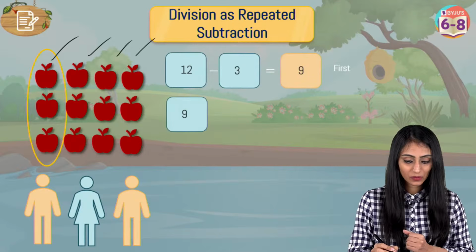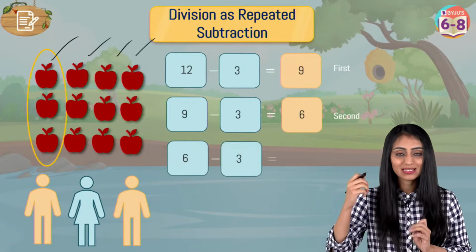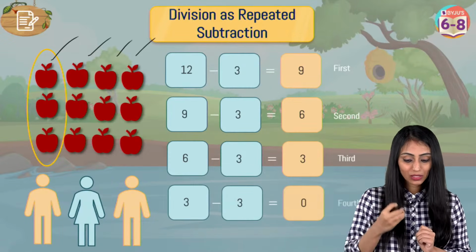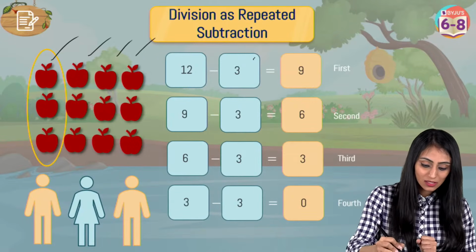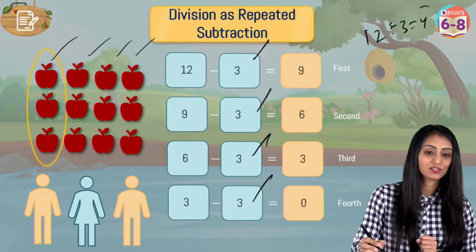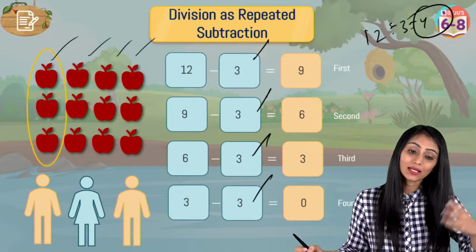12 minus 3, you get 9. That's the first group. Then you are left with 9. 9 minus 3, you get 6 apples. That's the second group. 6 minus 3, you get 3. And then 3 minus 3, finally 0 apples are left. So again, what we can see here is that 3 is subtracted 4 times. So 12 divided by 3, again this is 4. So this is division as repeated subtraction, another way to show it.